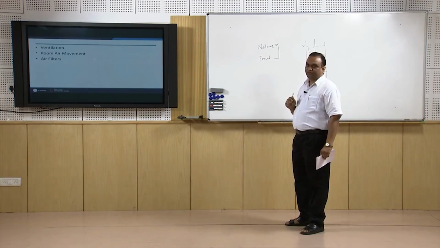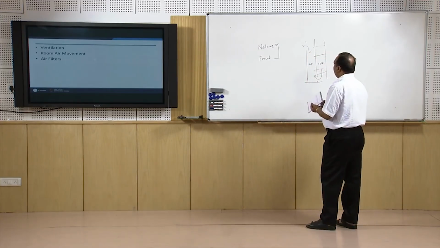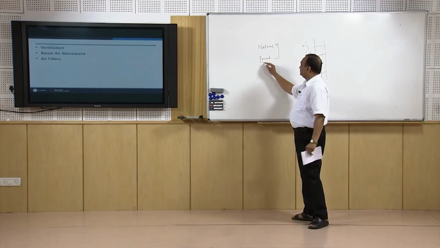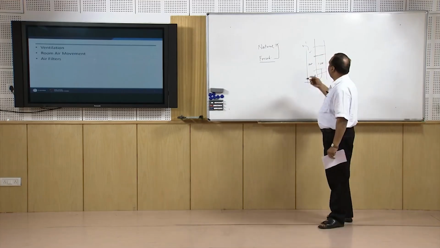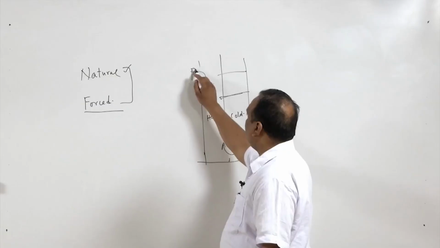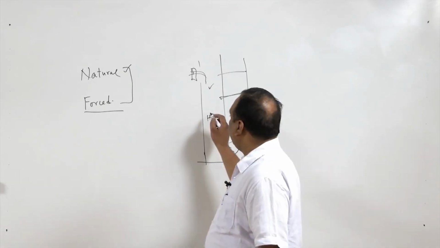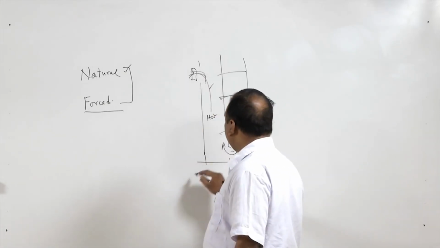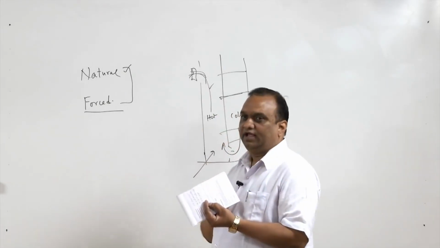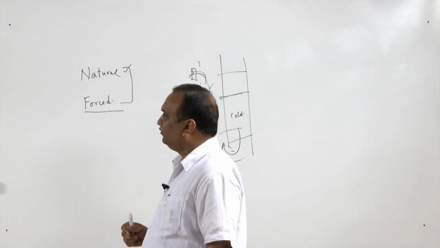But in case of extreme climates, one has to go for forced ventilation systems, and forced ventilation system is definitely you are fixing some fan either at the exit or at the inlet. So either induced draft will be created in the building or the forced draft will be created in the building, and that is known as forced ventilation.